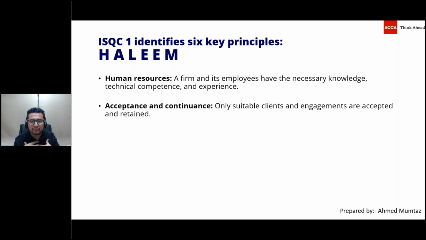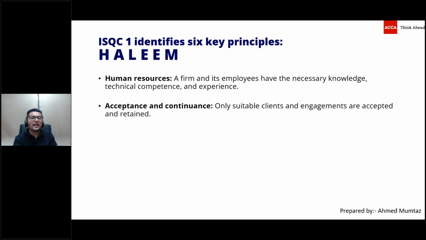As an audit firm, we have to make sure that we have got the most competent and experienced and right kind of resources available for the sake of audit. So if we are auditing a manufacturing company, we need to have resources which are experienced and technically competent enough to handle that manufacturing company. So the human resource, this is the responsibility of the audit firm, that they have to make sure that they've got the best human resource available.